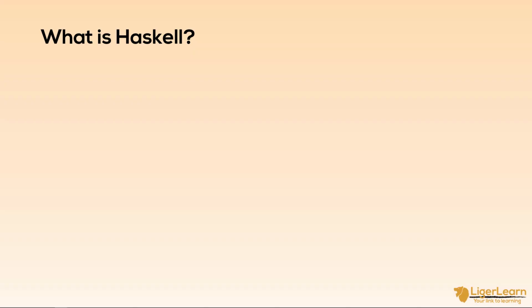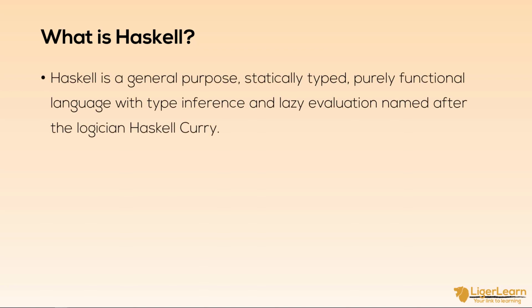Let's crack on. So, what is Haskell? Well, the dictionary definition is that Haskell is a general-purpose, statically typed, purely functional language with type inference and lazy evaluation, named after the logician Haskell Curry. That's a lot of words. It's a bit of a mouthful. Let's go through each bit one by one and make sure you understand.